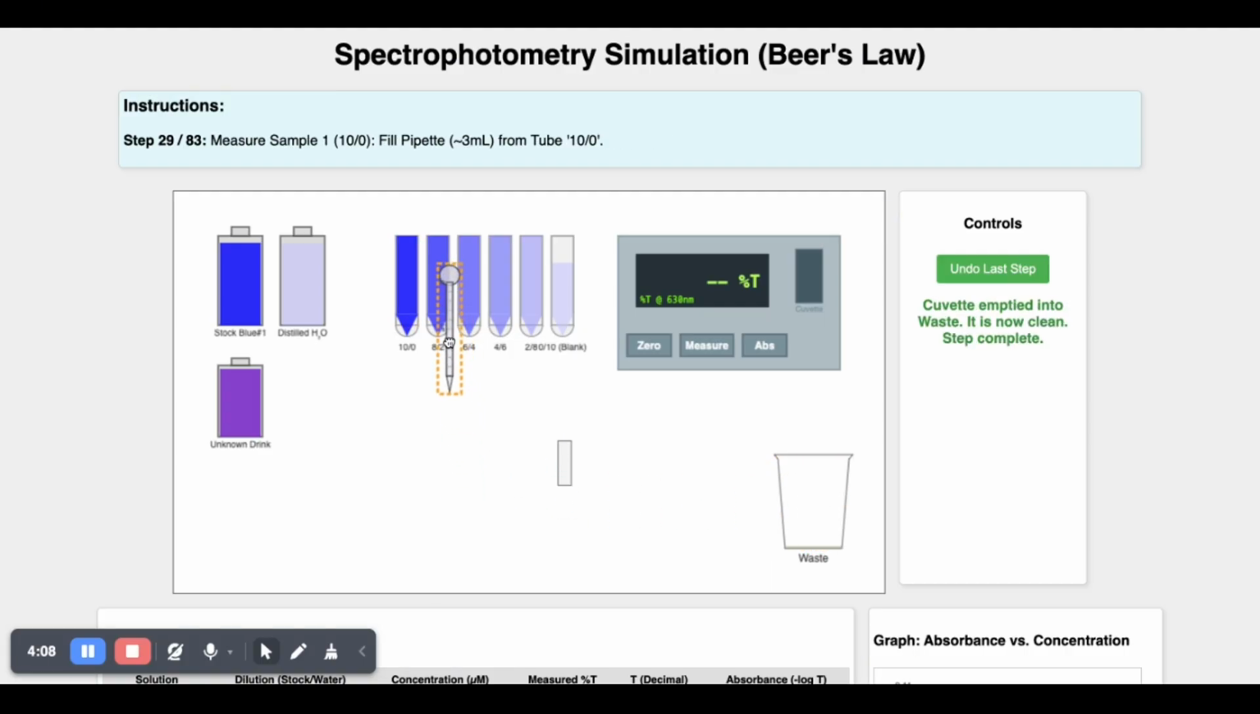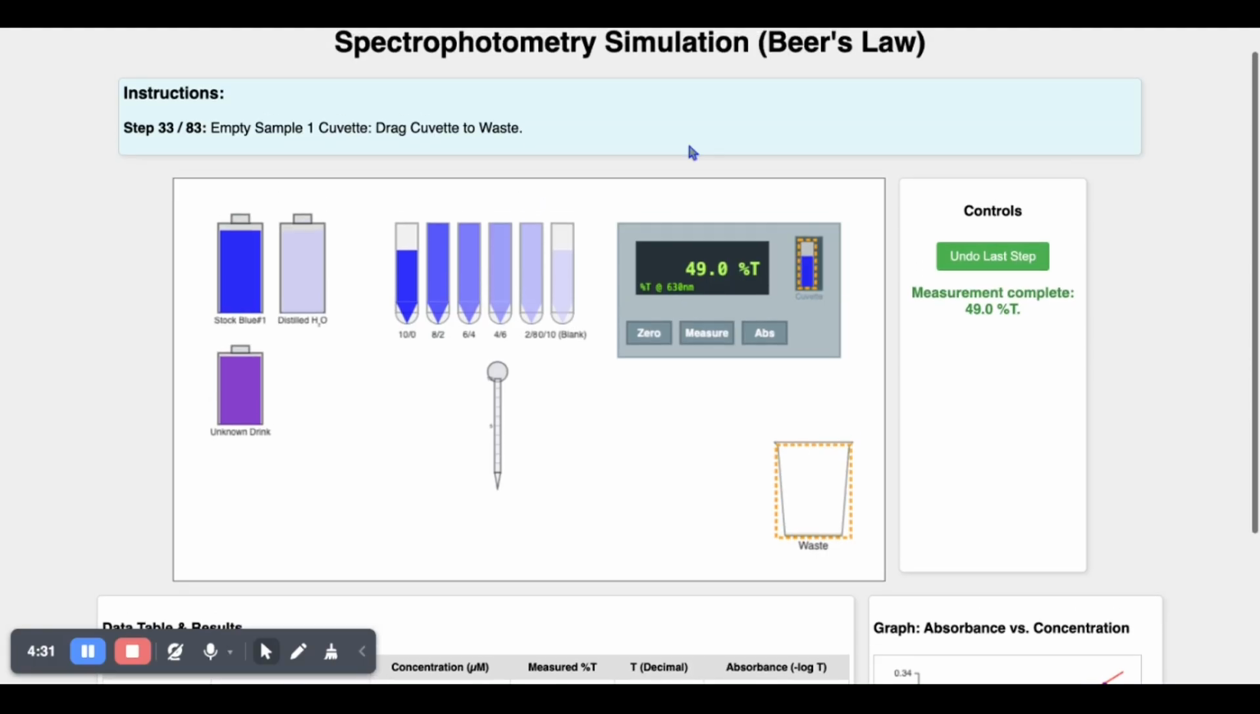Now I'm going to be measuring sample 1 by filling the pipette. Now I'm going to be putting the cuvette into the spectrophotometer and clicking measure. As we can see, the instrument gives us our first absorbance value, and the data point appears on the calibration graph. This one reads 0.49, 49%.